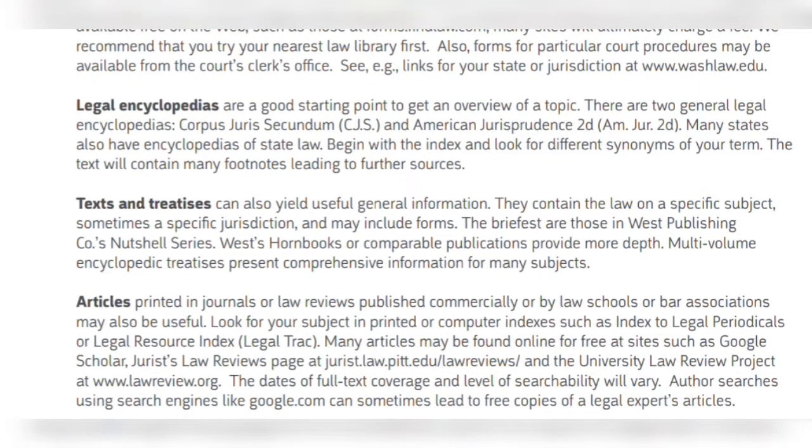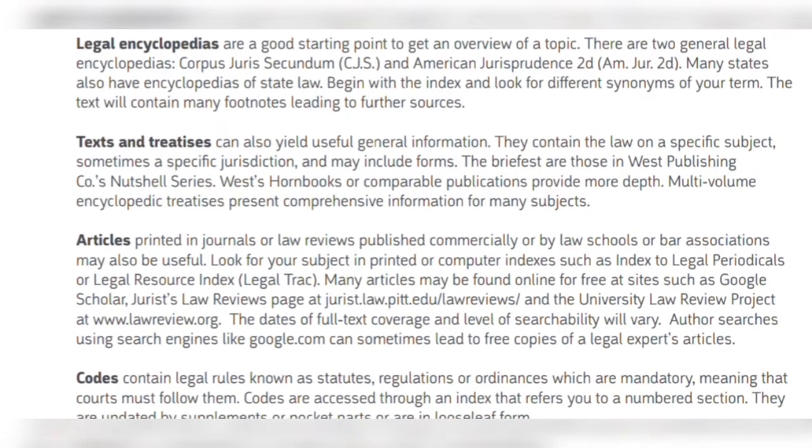Legal encyclopedias are a good starting point to get an overview of a topic. Many states also have encyclopedias of state law. Texts and treatises can also yield useful general information. They contain the law on a specific subject, sometimes a specific jurisdiction, and may include forms.